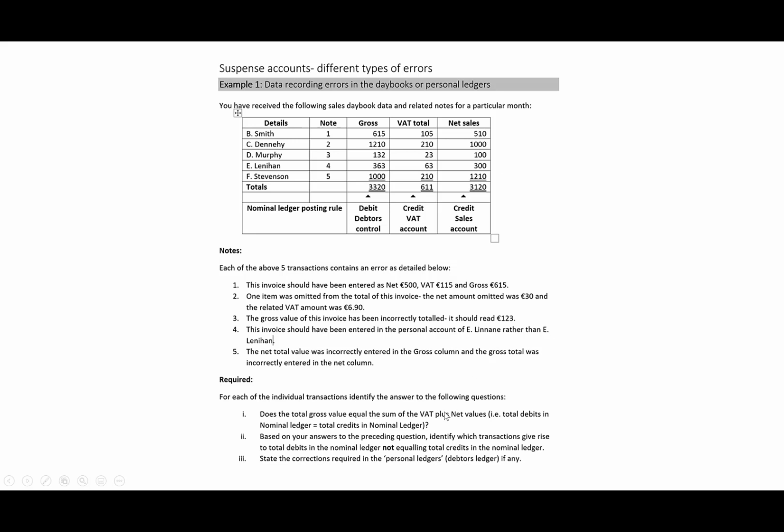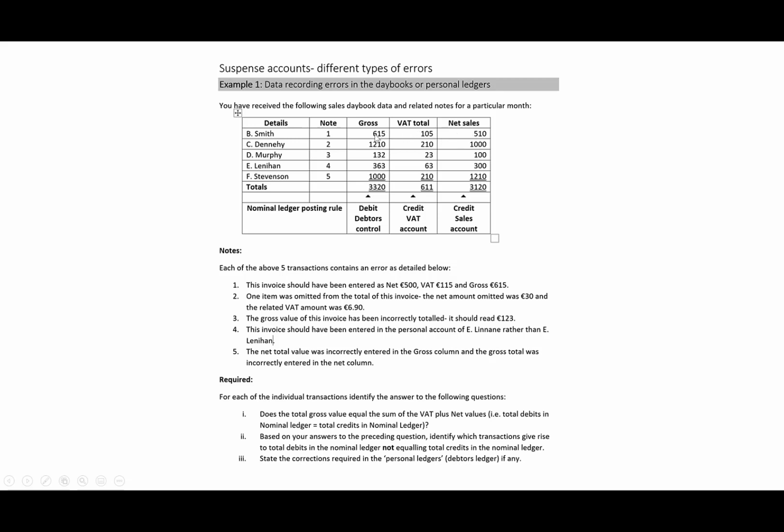So the answer to that question is yes, it does. Okay, there are mistakes, but the debit values match the credit values. So that first question is a positive. Now, based on your answer to the preceding question, identify which transactions give rise to total debits in the nominal ledger not equaling total credits in the nominal ledger. Well, if debits match credits, that means that your trial balance will balance. Okay, so even though figures are slightly out, they kind of compensate.